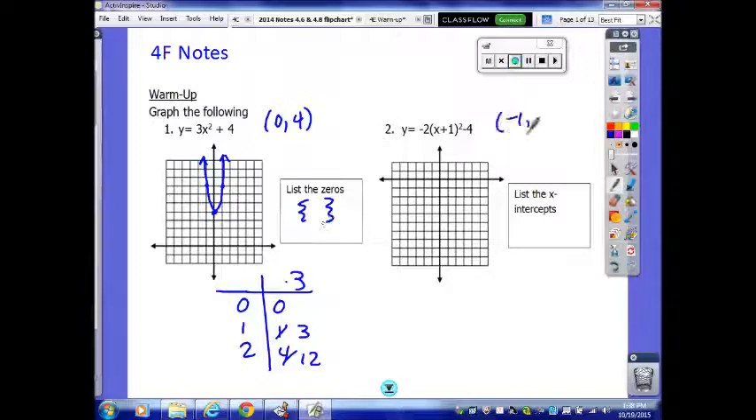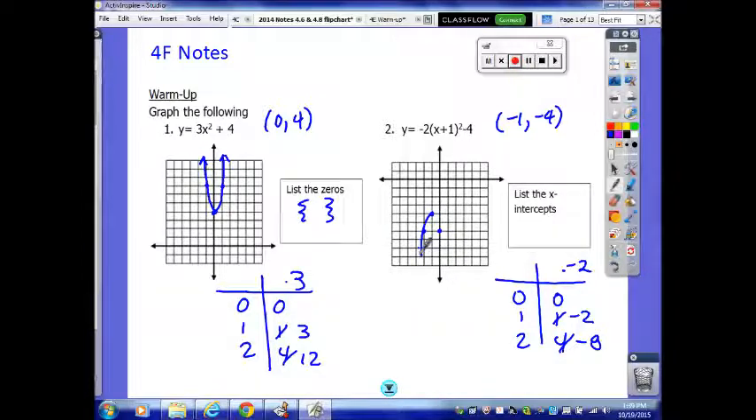My vertex is negative 1, negative 4. So negative 1, negative 4. This time my A is negative 2. So I'm going to multiply by negative 2. So I get negative 2, negative 8. So for my vertex, I'm going to go right 1 down 2 and reflect it. And over 2 down 8 won't fit.